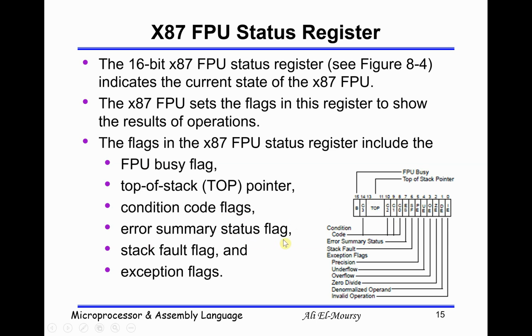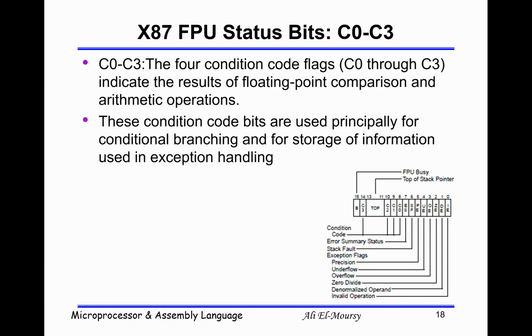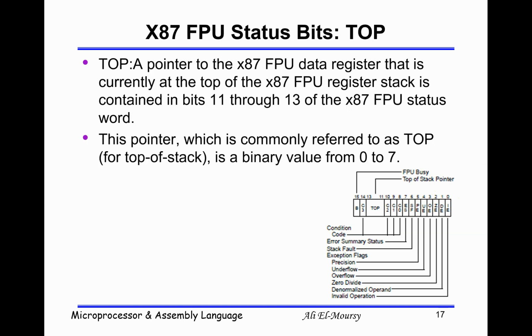The error summary status flag. The stack fault flag and the exception flags. The exception flag is not only one flag, so the last part here is a set of flags. It is not only one, it is a set of flags. These are the bits from 0 to 5. These are 6 different flags or bits. So in the next slides we will discuss each of those bits separately.